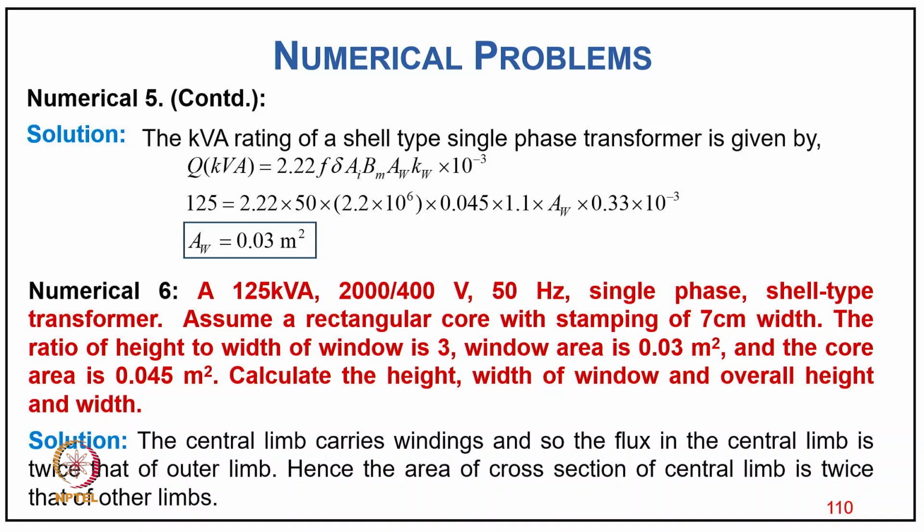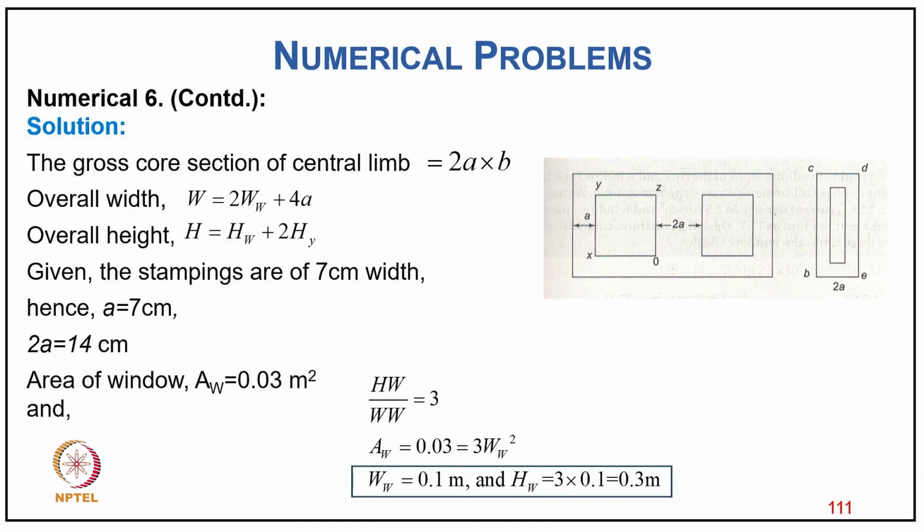Now coming to numerical problem 6: 125 kVA, 2 kV by 400 volt, 50 Hz single phase shell type transformer, assuming a rectangular core, stamping of 7 width, and the ratio of height to width is 3, window area is 0.03 meter square, and the core area is 0.045 meter square. Calculate the height and width of the window, and overall height and width. So the central limb carries windings, and so the flux in the central limb is twice that of the outer limb, and hence the area of the cross section of central limb is twice that of the other limb.